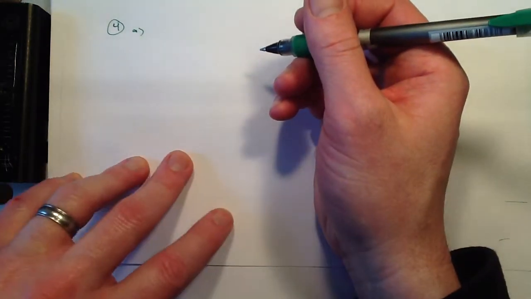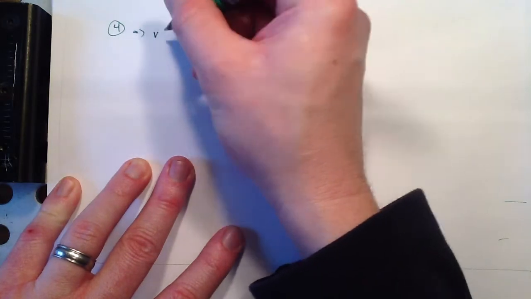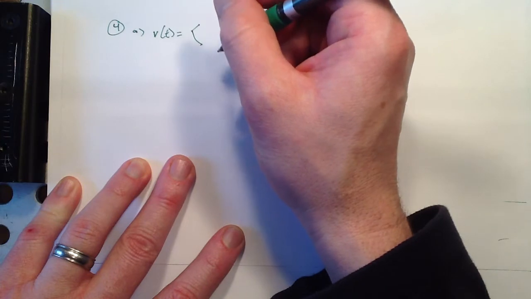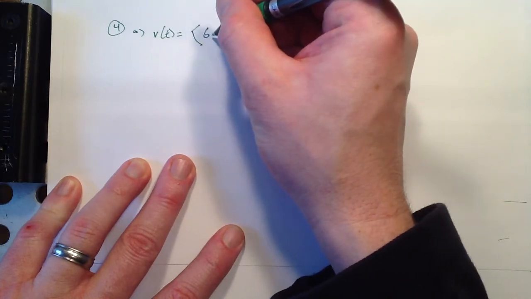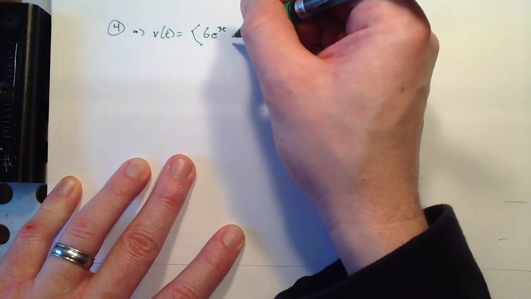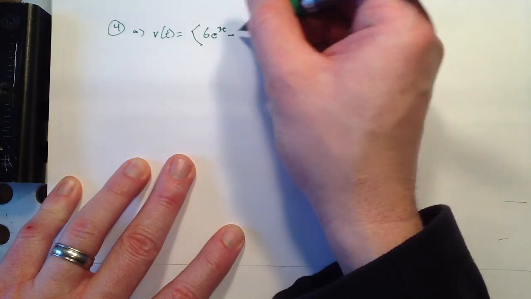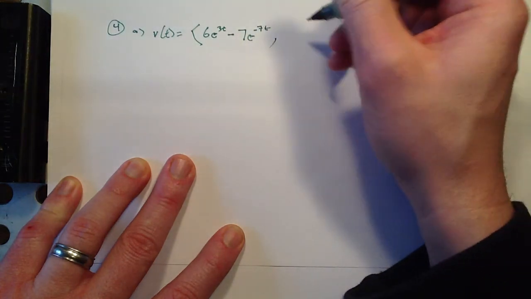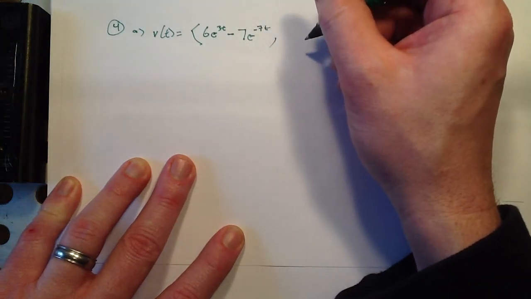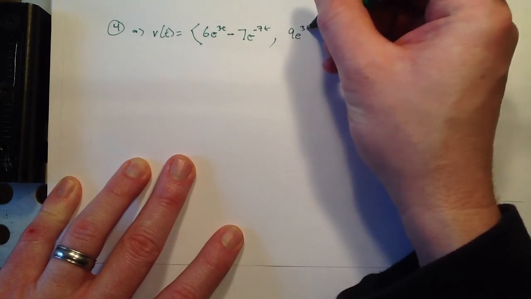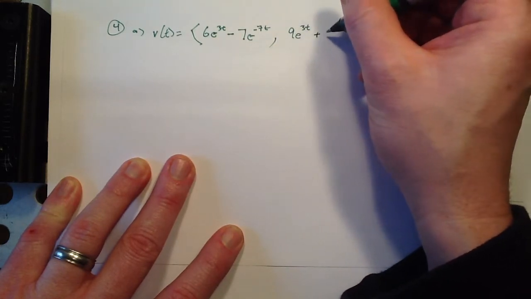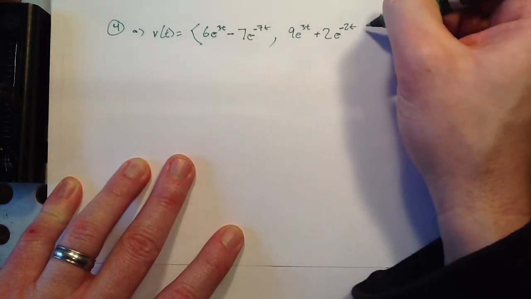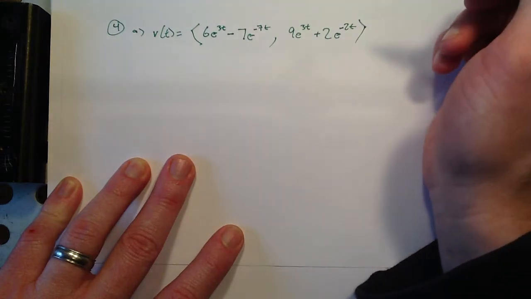We want the velocity vector in terms of t. So the velocity at time t is equal to this vector. The x-coordinate would be x prime of t, which is 6e^(3t) minus 7e^(-7t), comma, y prime of t, which would be 9e^(3t) plus 2e^(-2t), right? The chain rule played a big role in finding those.